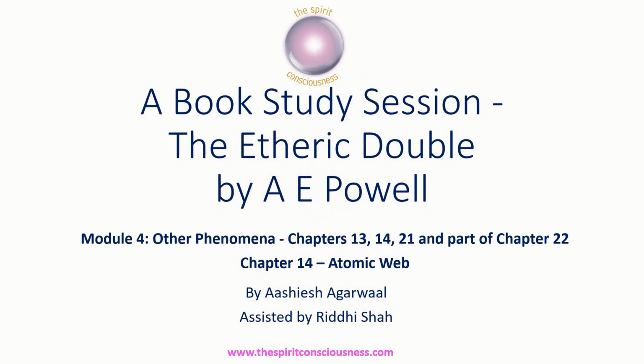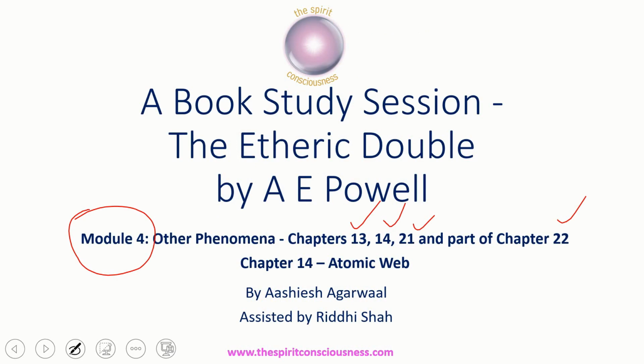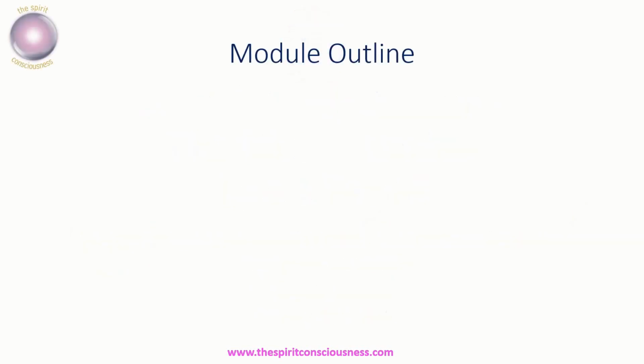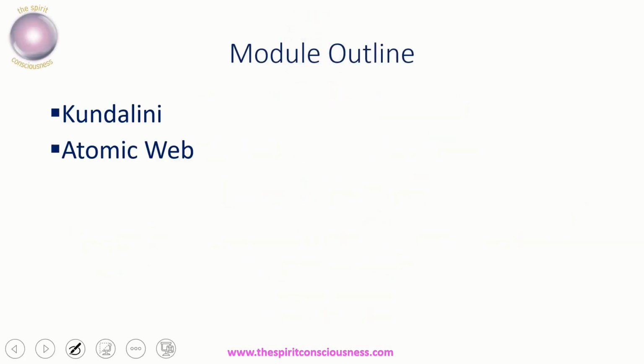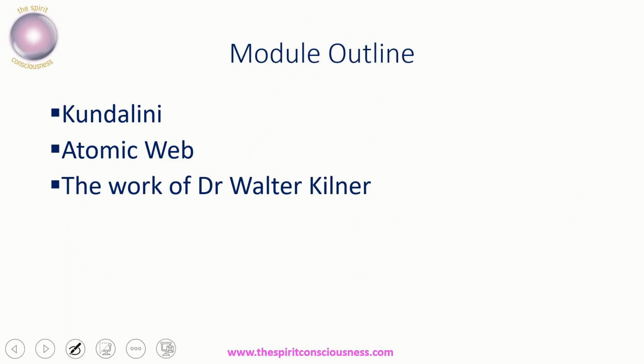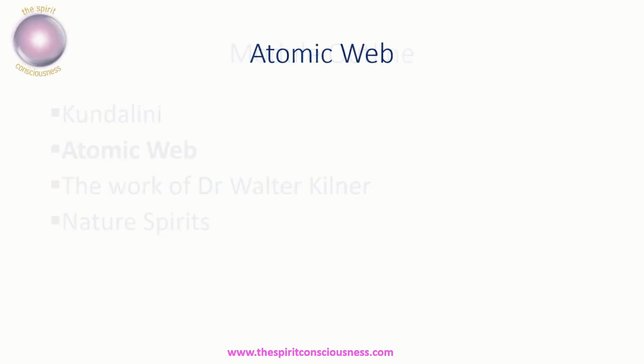This is the book study session on the Etheric Double by Arthur Powell. We are currently in module 4, which deals with chapters 13, 14, 21, and part of chapter 22. In chapter 13, we had discussed the Kundalini. Now we are discussing chapter 14, which covers the atomic web. The module outlined the Kundalini, the atomic web, the work of Dr. Walter Kilner, and nature spirits. So in this video session, we are discussing the atomic web.